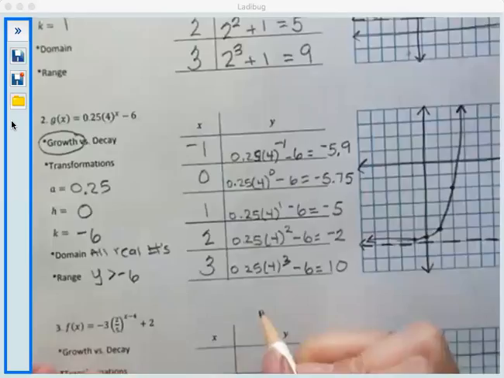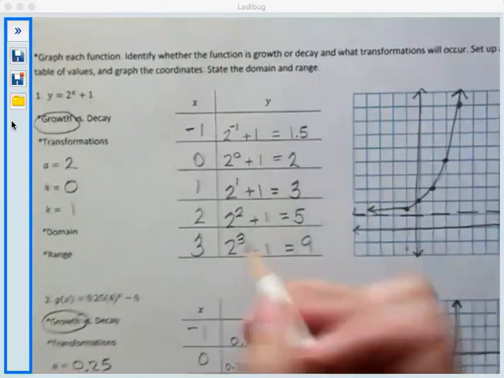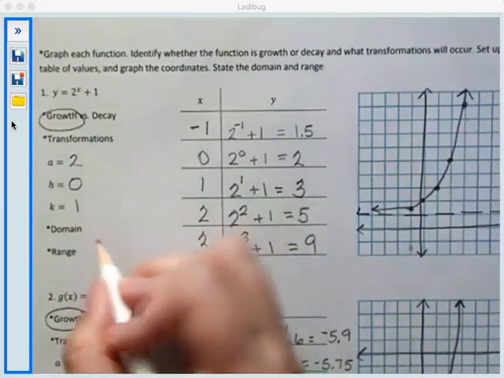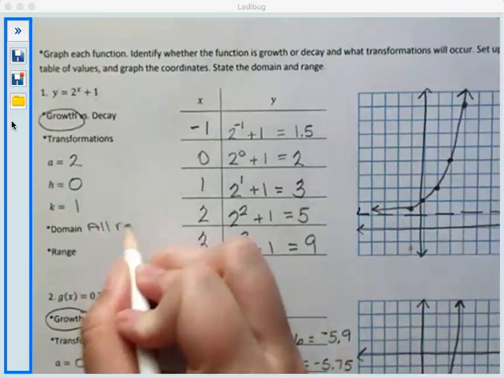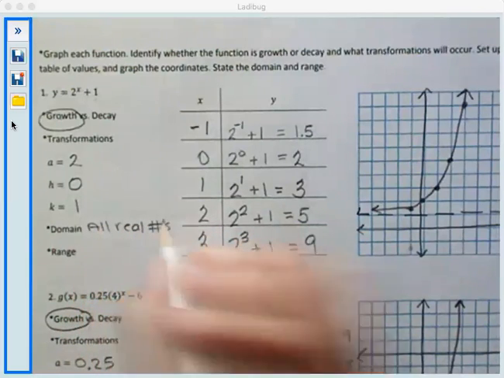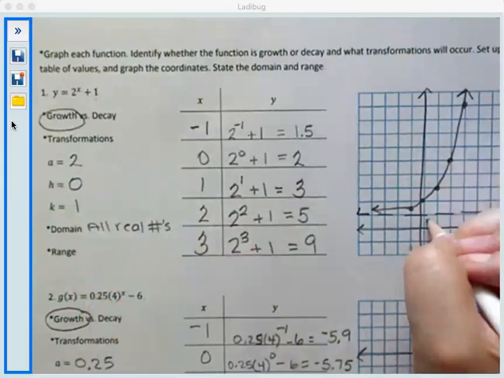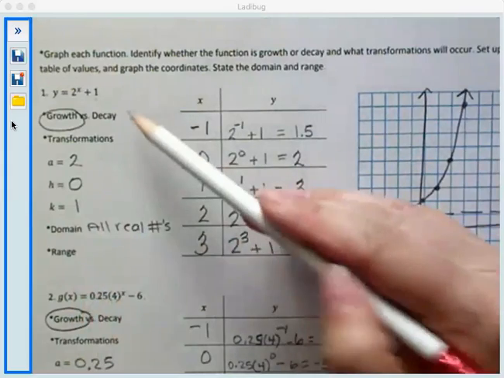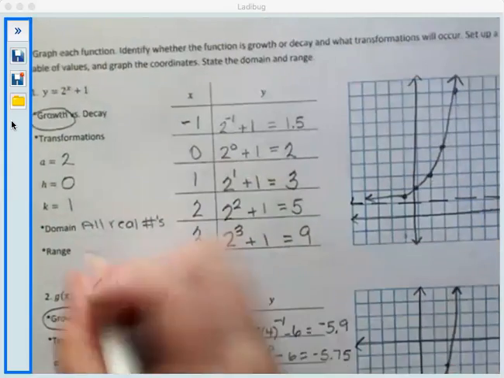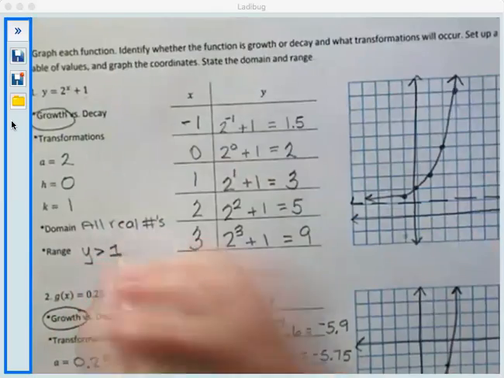Let's go back and do that domain and range for this top one. Domain is all real numbers. And it cannot go any lower than 1 because that is my asymptote. So y has to be greater than 1.